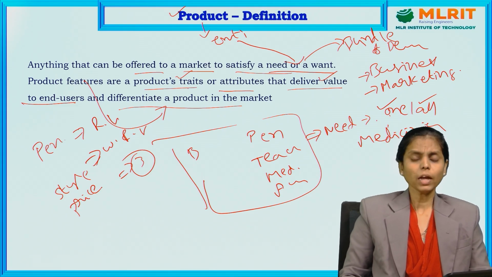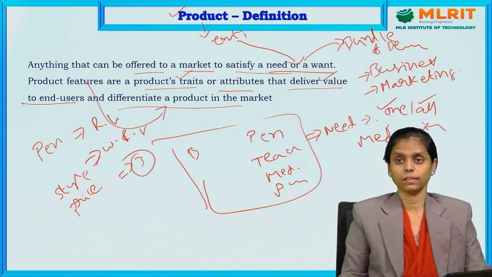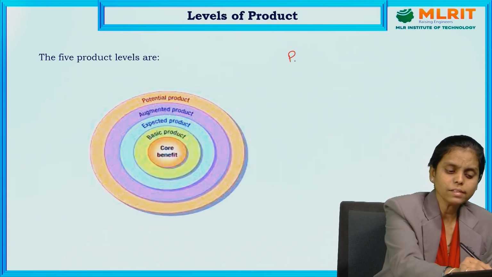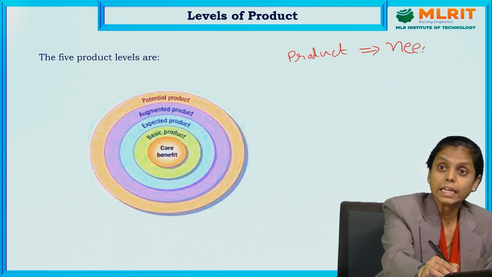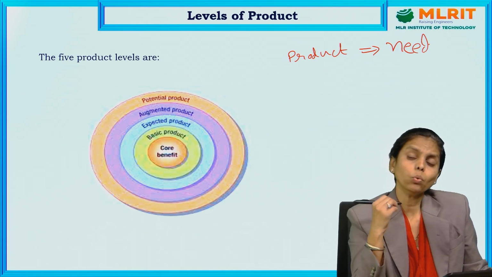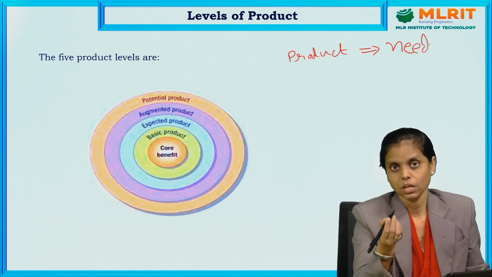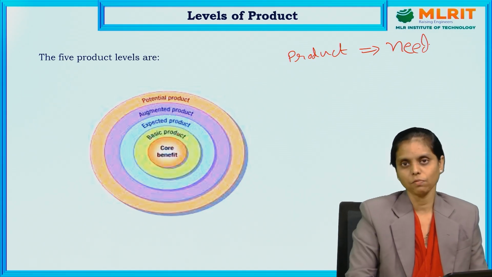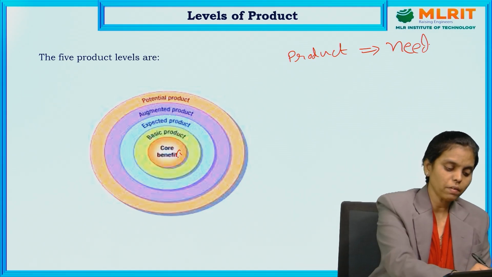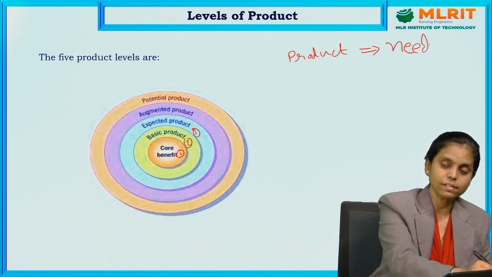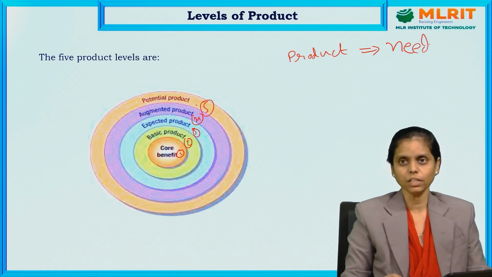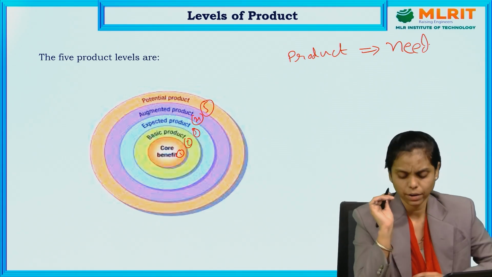Now, every business will offer a product to their customers. What is a product? Anything that is addressing a need is a product. Now, how do we address the needs of the customers? Depending upon that, we have different levels of product that have been classified into five: core benefit, basic product, expected product, augmented product, and the last one, potential product. Now, why do we require all these elements?